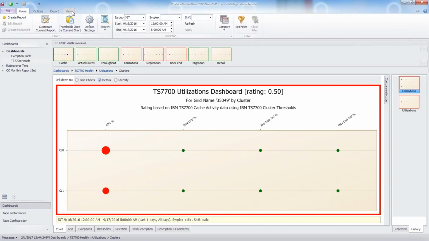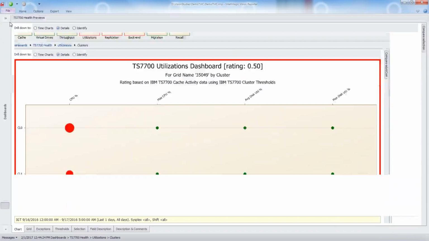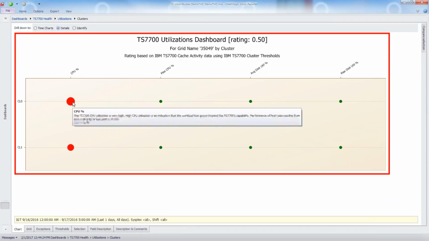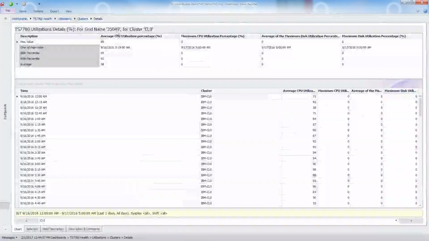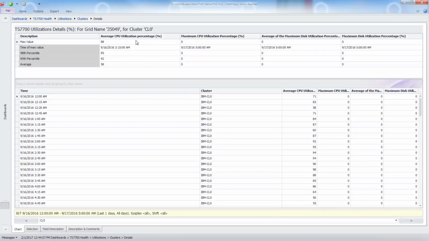I also want to change my view so that I can maximize the chart. So now you're seeing a maximized chart. Let me go into that. Hopefully you can see that I am showing a maximum value now that when it peaks, it hits 98%. And the time of the maximum value is going to be at 3:15 a.m. We have a 98th percentile of 95%, 95th percentile of 92%, and the average is at 58%. This gives you an idea of the specific readings we have at all the variety of different intervals.